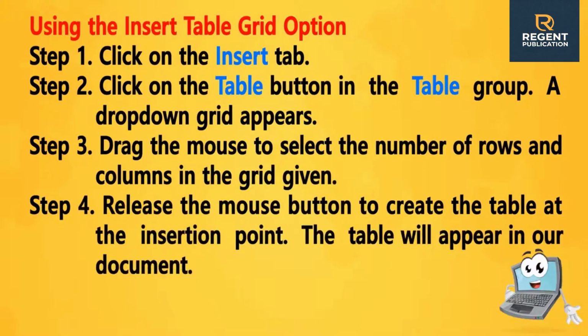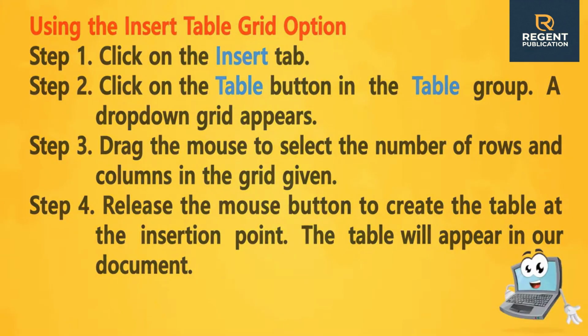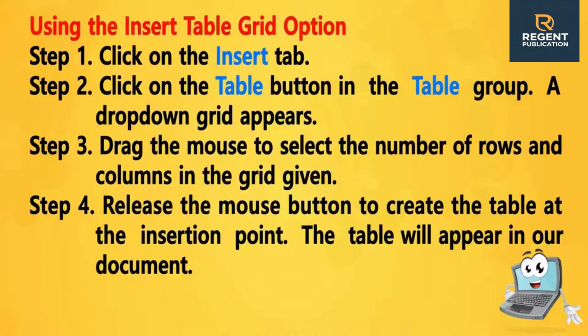Step 1. Click on the Insert tab. Step 2. Click on the Table button in the Tables group. A drop-down grid appears. Step 3. Drag the mouse to select the number of rows and columns in the grid given. Step 4. Release the mouse button to create the table at the insertion point. The table will appear in our document.